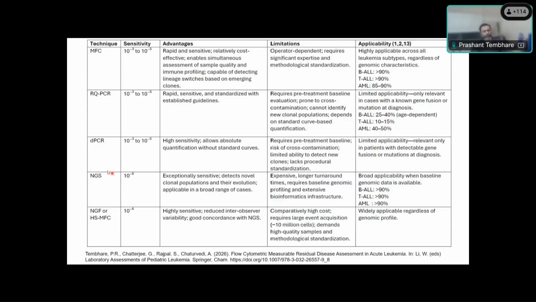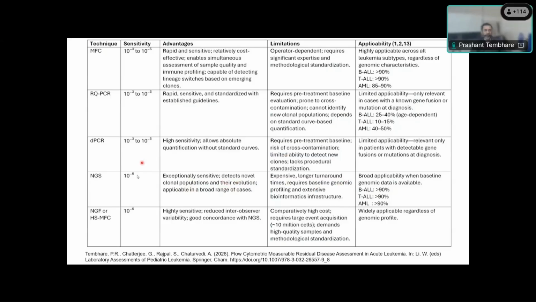Nowadays, the more popular technique for genomic MRD assessment is next generation sequencing, where you can reach very low sensitivity thresholds. Many times it can even detect a clonal population which was not there at diagnosis, so you can track the clonal evolution. In many cases it may not need the diagnostic phenotype. At least in ALL you don't need it, but in AML you still need to know the genetic abnormality.